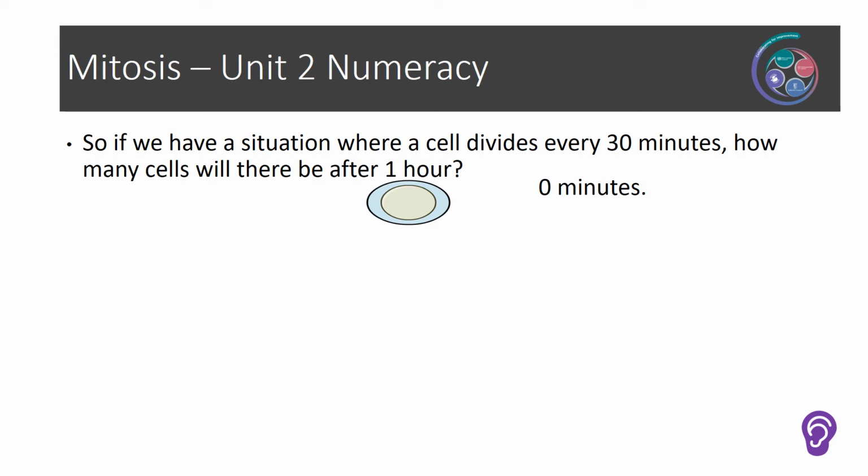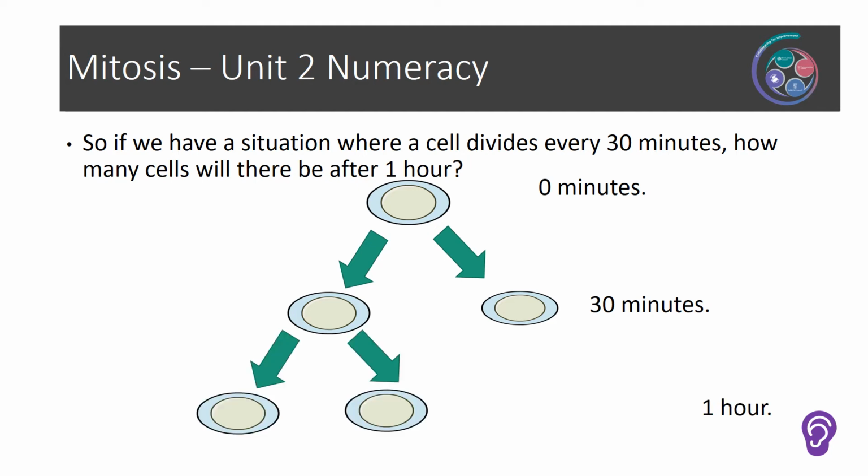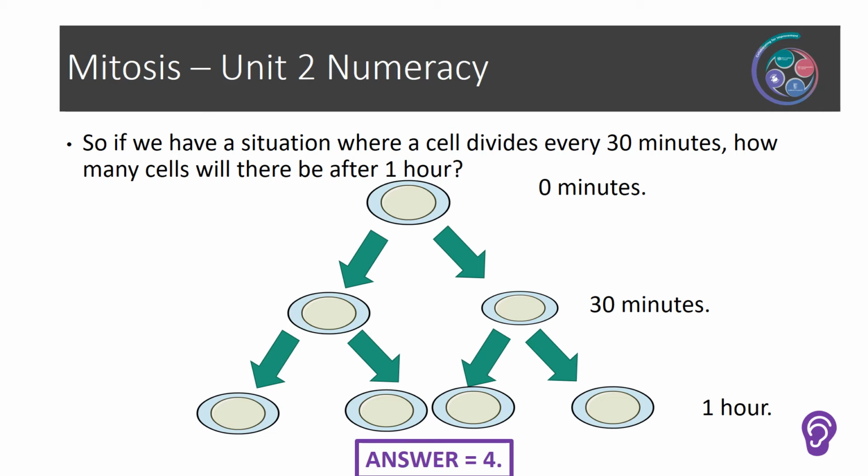If I have one cell, which should always start off at 0 minutes because you need one cell to be there to divide, I know these cells divide every 30 minutes, and I know one cell divides into two. So at 30 minutes, we have two cells. Each of these cells will then divide again, each cell dividing into a further two. So after a cell divides every 30 minutes, after 1 hour, you will have 4 cells.